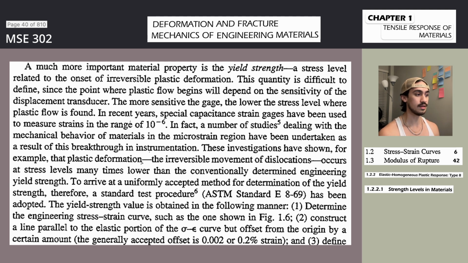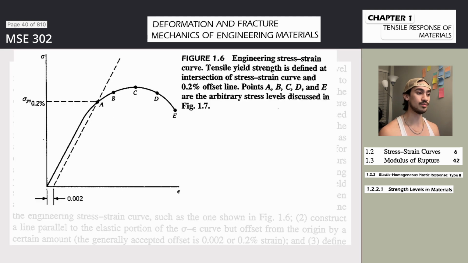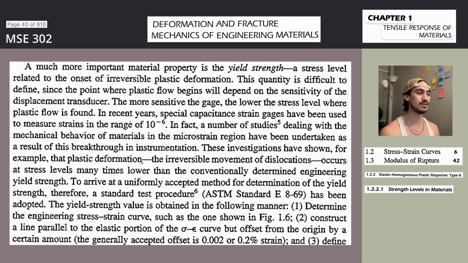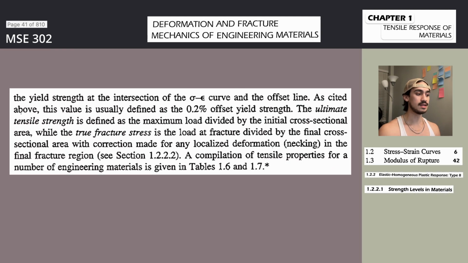1. Determine the engineering stress-strain curve, such as the one in figure 1.6. 2. Construct a line parallel to the elastic portion of the stress-strain curve, the sigma-epsilon curve, but offset from the origin by a certain amount. The generally accepted offset is 0.002 or 0.2% strain. And 3. Define the yield strength at the intersection of the stress-strain curve and the offset line. As cited above, this value is usually defined as the 0.2% offset yield strength.